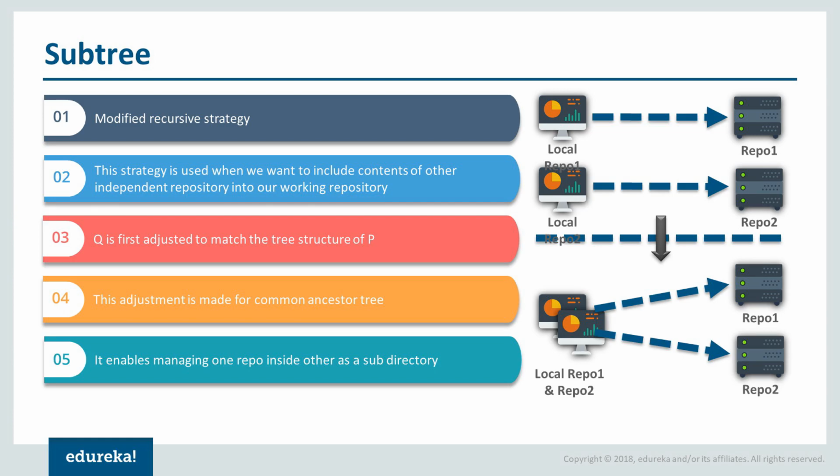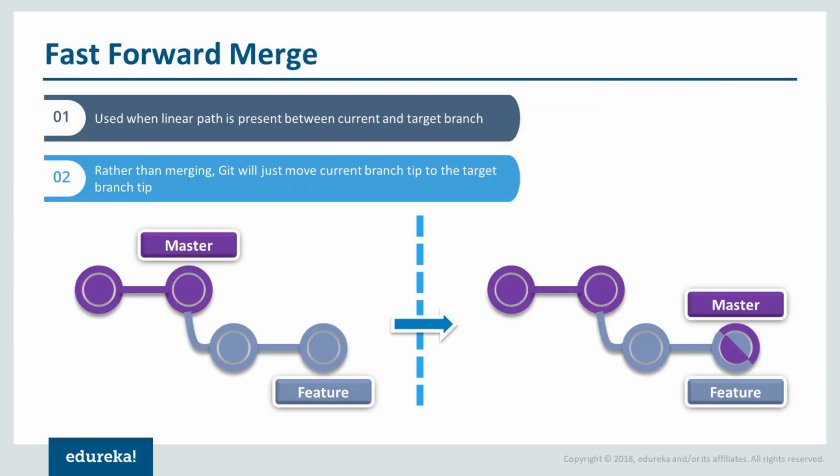So this is used when a linear path is present. For example, here we do not have multiple paths, but there is one linear path. So rather than merging, Git will just move the current branch step to the target. For example, the feature branch is created from the master and there has been no new development in the master. Then if you use this strategy, the head of the branch will move to the head of the feature branch.